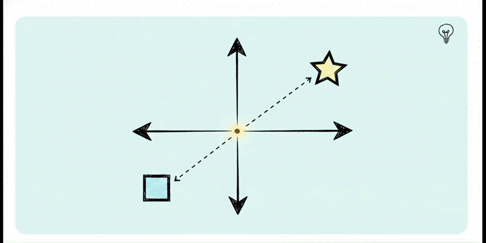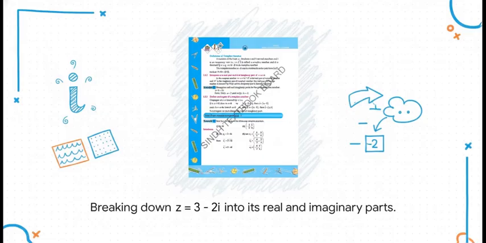Think of it kind of like a 2D coordinate map used in video game graphics or radar systems. You need both the horizontal real direction and the vertical imaginary direction to know exactly where you are. Let's ground this with a super quick example straight from the textbook. Take the complex number z equals 3 minus 2i. Honestly, it's incredibly straightforward to break this apart once you know what you're looking for.